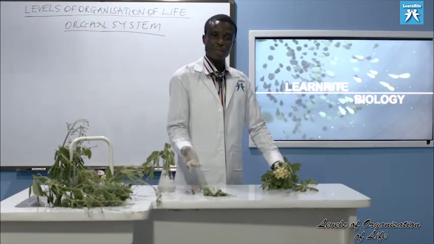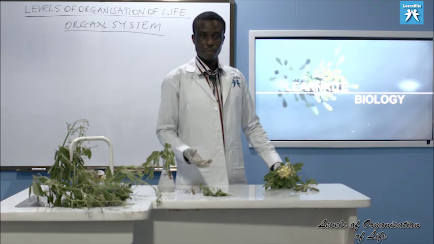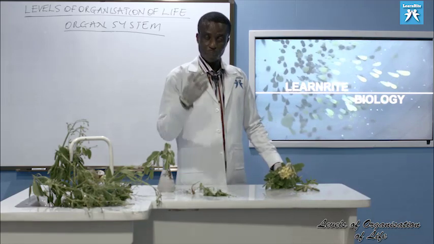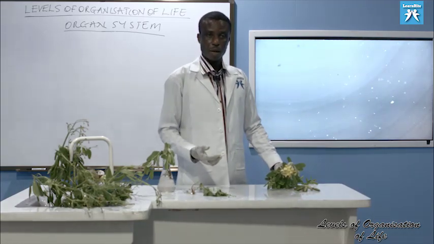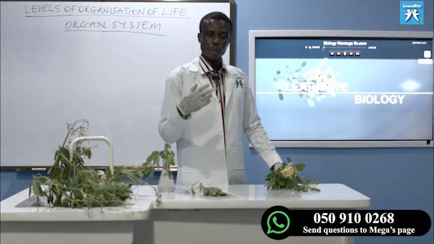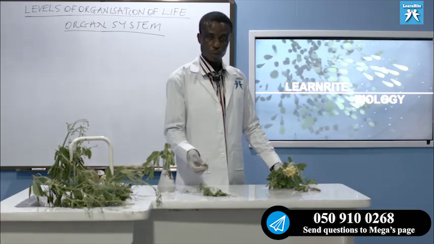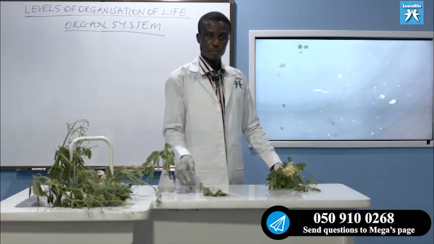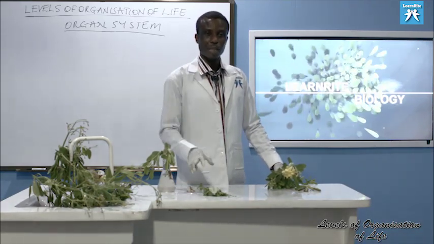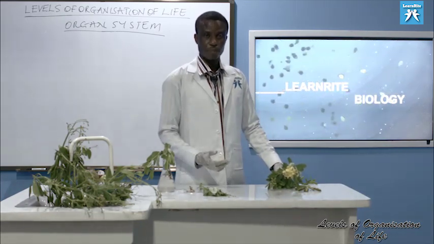The functions of the shoot system: photosynthesis, reproduction, dispersal. The root system provides anchorage, absorption of water and mineral salts. So we have two main systems in a plant: the root system and the shoot system, where we can have the flower also for reproduction.